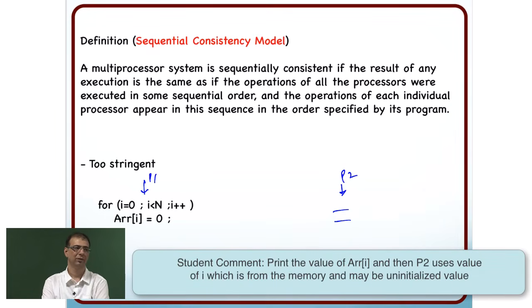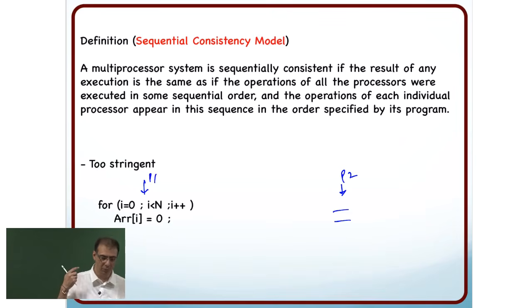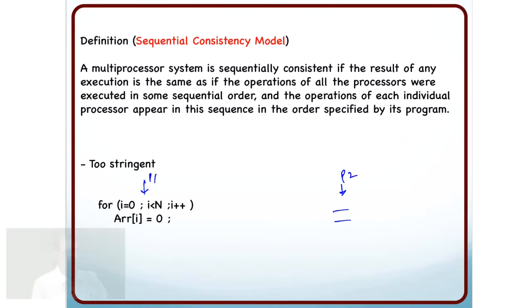You print array of I, so the second thread will use the value of I which is in the memory. So it may be some uninitialized value or something. So you can print. But that's fine, right? Because if the interleaving is such that P2 gets scheduled before P1, it will print some garbage, which is fine because that's a valid interleaving, P2 instructions getting executed before P1 instructions.